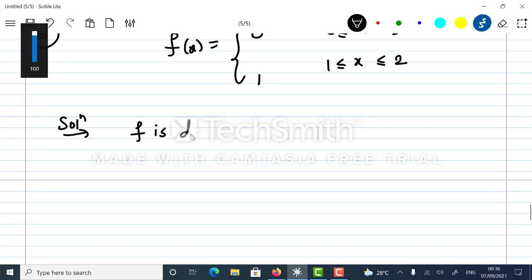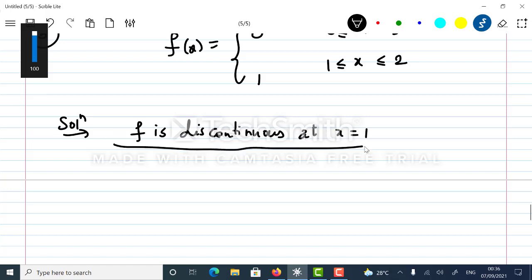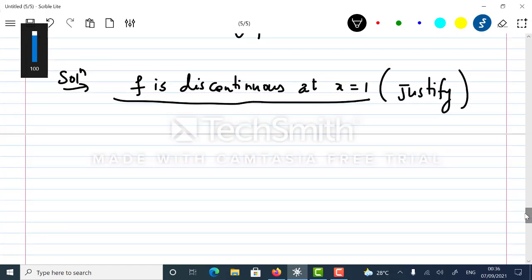f is discontinuous at x is equal to 1. So one should write down the justification, right? So I'm not writing that, assuming that you know why it is discontinuous. So one should prove how f is discontinuous. That is again the analysis part that we have done only in the first semester. So I don't feel that it is difficult.